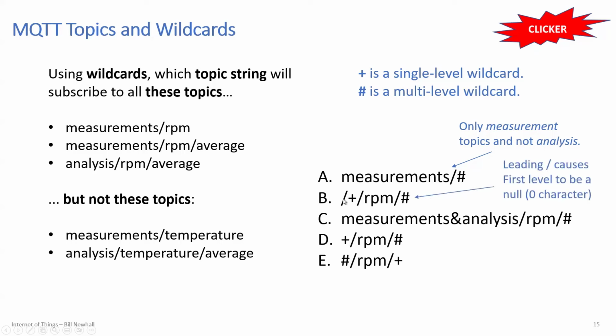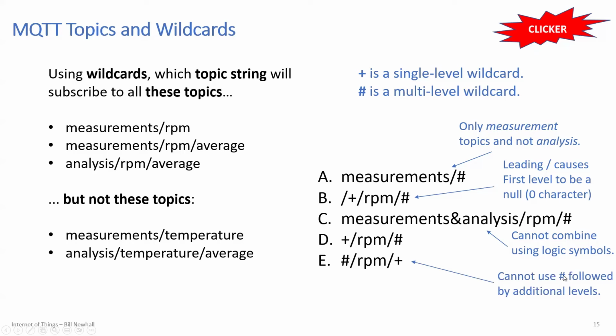B has this leading slash here, and I don't have a leading slash. That's bad practice anyway, a leading slash on any of these topics that I want to receive, so that won't work. C, you can't do something like this. You can't add logical symbols in your topics to do this. That's not part of the protocol. That won't work. And also, you cannot use the multi-level wildcard at the beginning. You can only use that at the end of a topic with multiple levels. So the answer is D.